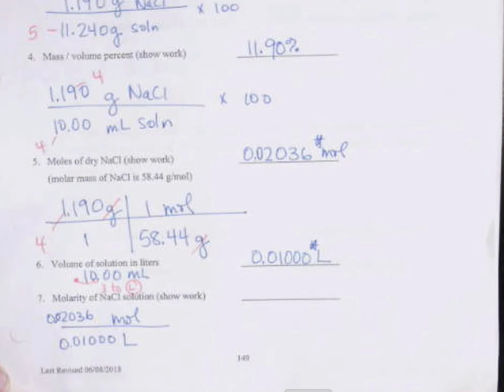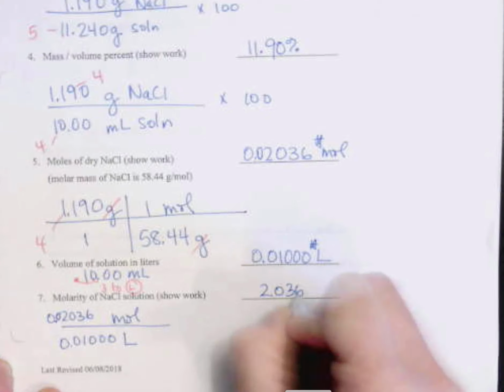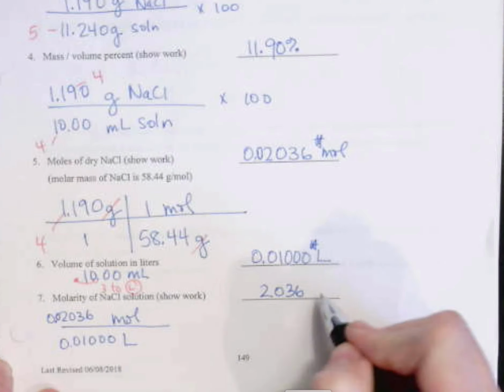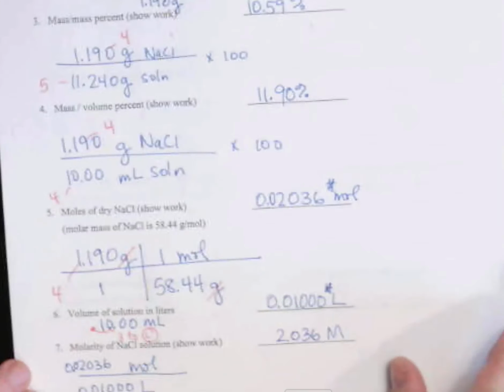Man, I've done this problem probably 150 to 200 times over the years, but little details are easy to miss sometimes. So just make sure you're entering your calculator stuff twice and paying attention to those numbers. Okay, here's the correct answer, 2.036. And now you can write moles per liter if you'd like, or you can write capital M, that's the abbreviation for molarity.